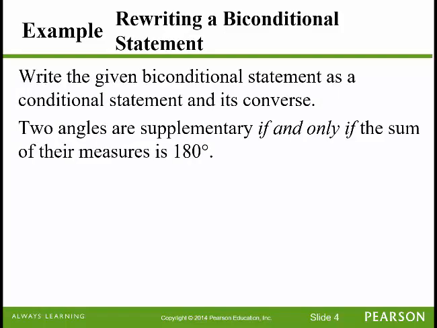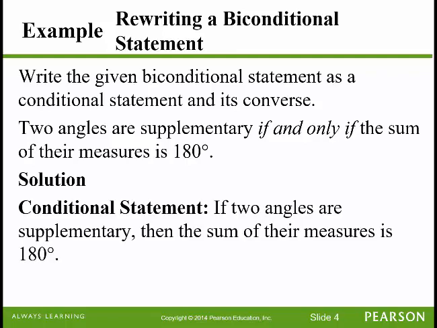All right, so let's do an example of writing a biconditional statement. Write the given biconditional statement as both its conditional statement and its converse. Two angles are supplementary if and only if the sum of their measures is 180 degrees. So this biconditional statement is the conditional statement and its converse rolled up in one. The conditional statement from this: if two angles are supplementary, then the sum of their measures is 180. That's a true statement.